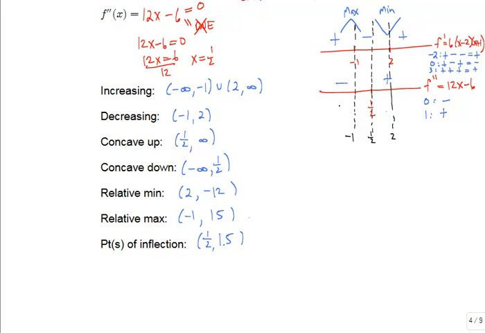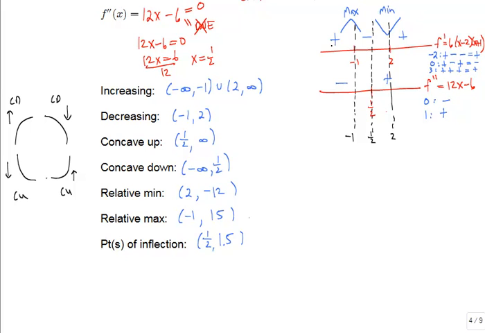Now remember what our shapes look like. These are the 4 possibilities. The bottom 2 are concave up, and the top 2 are concave down. This one on the left increases, this one on the right decreases, this one on the left decreases, this one on the right increases. So we're going to go over here and we're going to figure out which of these 4 shapes we're supposed to have.